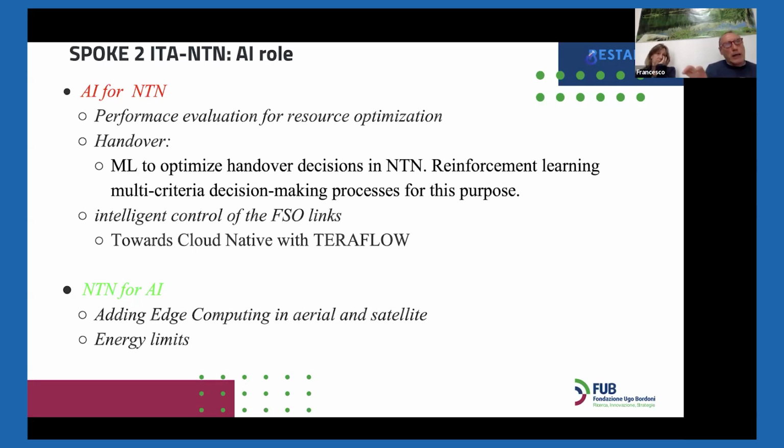In particular, there was also a study considering the evolution of the network towards cloud native with a TeraFlow orchestrator. And then also the importance of the non-terrestrial network in helping artificial intelligence. That means with drones, for instance, we can increase the number of edge devices to have intelligence that is very close to the element we are interested in. Obviously, in this case, we also have to consider the limits of the non-terrestrial elements, especially in terms of energy, in particular the energy need. It means that we have to consider the energy saving aspect. Next slide, please.